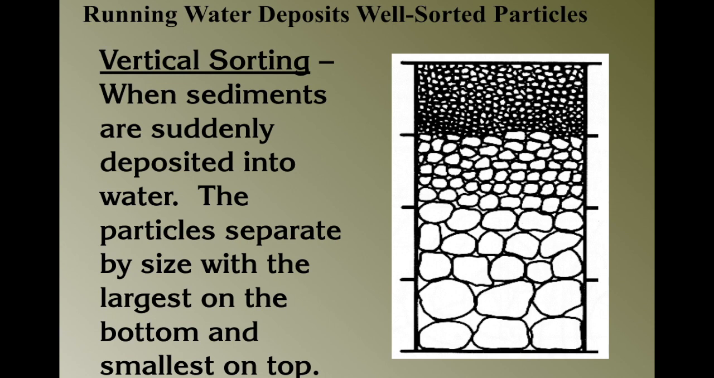As particles start being deposited or moved around, basically generally what you're going to have is things that are more dense are going to be at the bottom, and then you have other things that are less dense and generally smaller are going to be on top. This is called vertical sorting, usually separated by particle size, okay, with the bottom being the largest and the top being the smallest. Okay, vertical meaning going up and down.